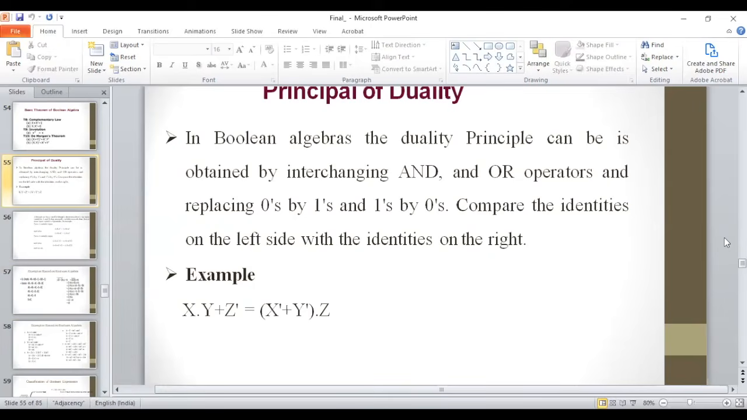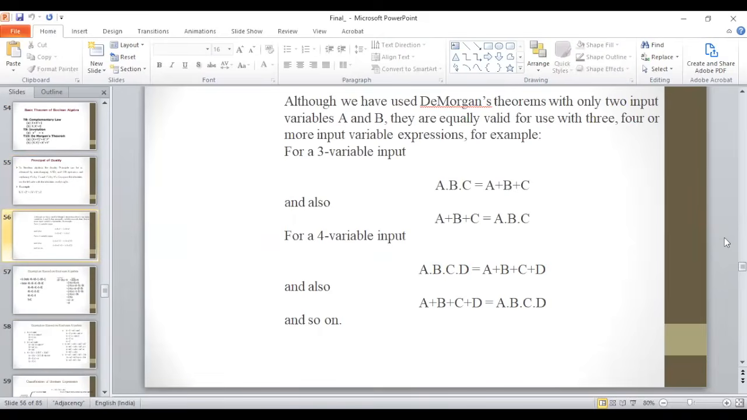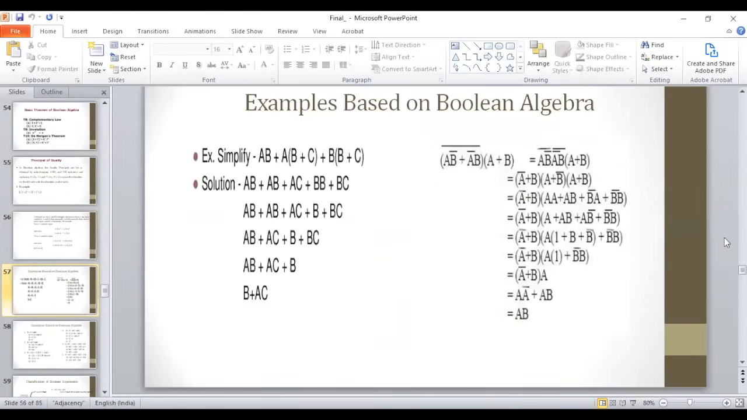So x into y plus z bar, where we talk about x bar plus y bar into z, where we can replace 0 and 1. Similarly, this is a into b plus c. These are nothing but the De Morgan theorem, which can be applied to 3 or 4 variables. It is not only limited to 2 variables, and we can write SOP to POS or POS to SOP.